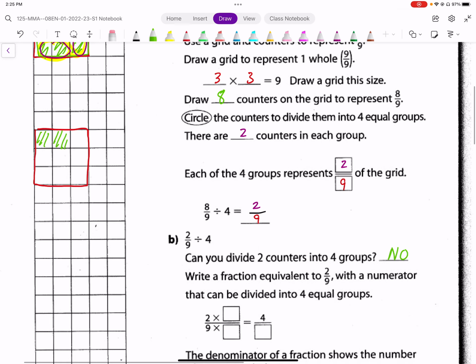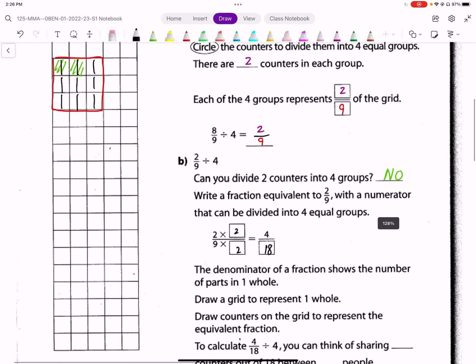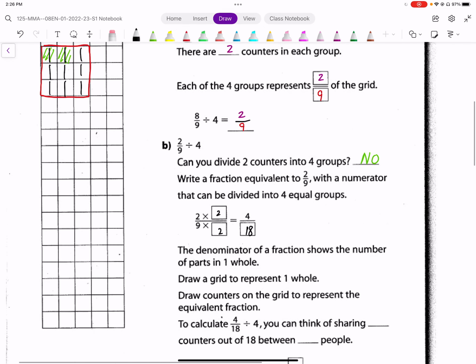So what I'm going to do is change this into an equivalent fraction, and I'm going to multiply by 2 on top and bottom to get 4 out of 18. So that's going to look like this. I'm going to just split these all into 2 parts. So now I have 4 parts shaded out of 18 parts whole. So now I can divide the numerator by 4.